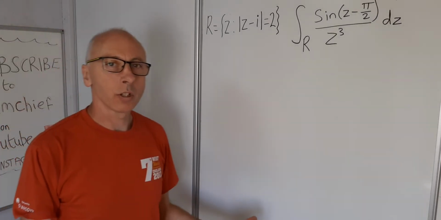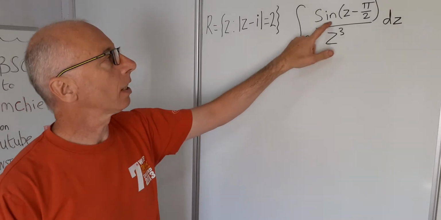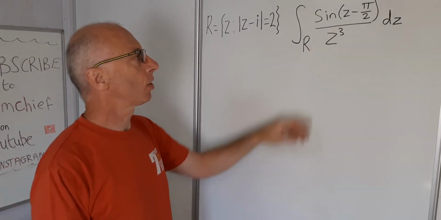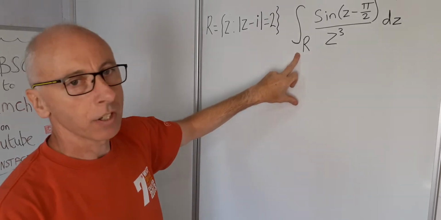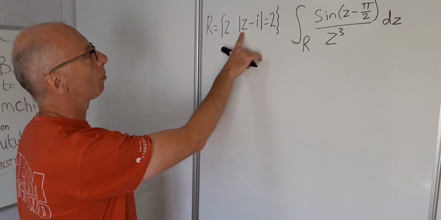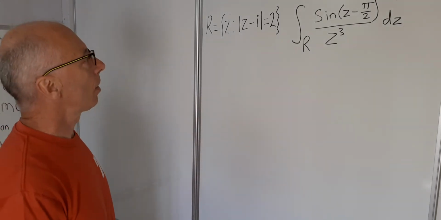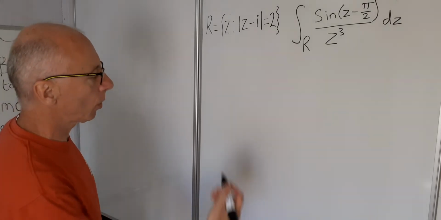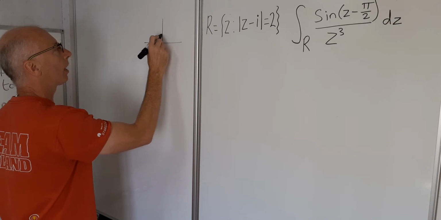Okay, so we're going to look at some complex analysis, and what we're going to do is integrate this function here, sine of z minus pi over 2 divided by z cubed with respect to z, over the region R. Now the region R is defined as the modulus of z minus i equals 2. So that is just going to be a circle centred at the point i. So let's just draw that up on the graph.